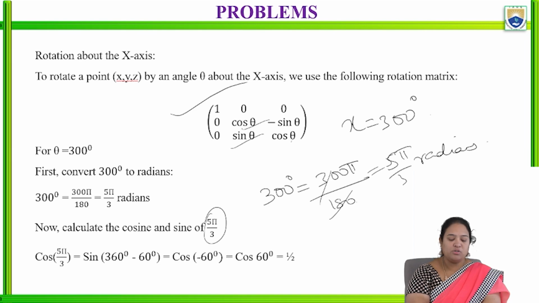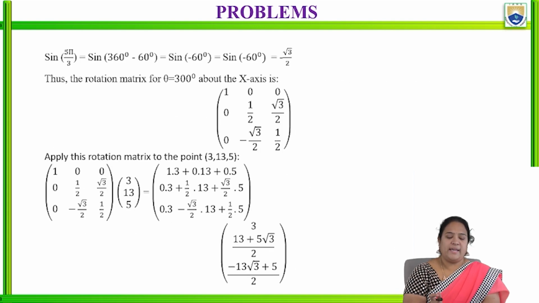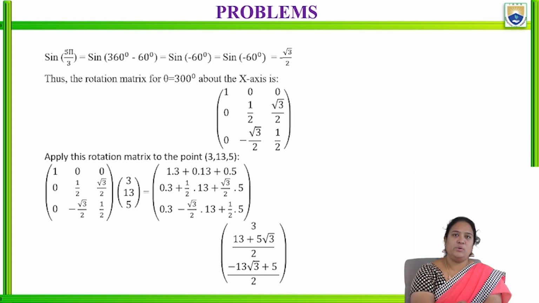Cos of 5 pi by 3 is nothing but cos of 360 minus 60, which is nothing but cos of minus 60, which is nothing but cos 60 degrees. Cos 60 degrees is nothing but 1 by 2, as we all know. Now sine 5 pi by 3 is equal to sine of 360 minus 60, which is equal to sine of minus 60 degrees, which is nothing but minus root 3 by 2. That is sine 60 degrees.